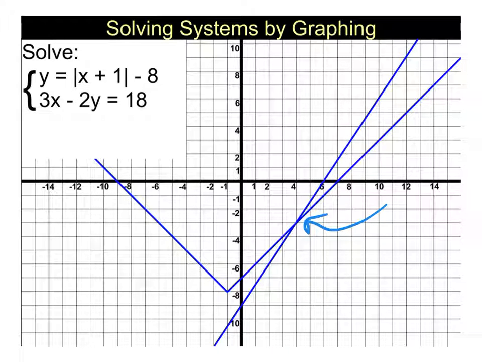Actually make sure that you're taking your time with it. And so I can just look on my graph here and I can see that my answer is going to be at 4, negative 3. And we're done. So last unit, we were just making the graphs to represent the equations. Now, we're using the graphs as a tool to actually find a solution.